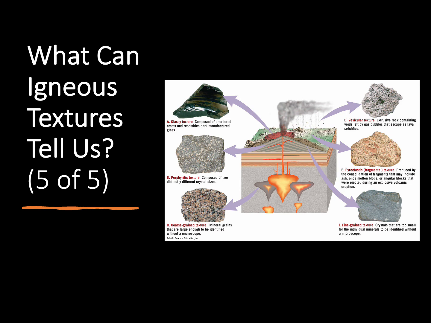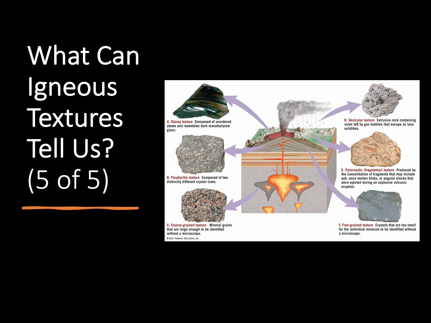At the bottom left, we have a coarse-grained texture. The minerals are big enough that we can see them with our naked eye. So this tells us that that magma cooled off incredibly slowly deep inside of the earth, giving it enough time to form really large minerals.